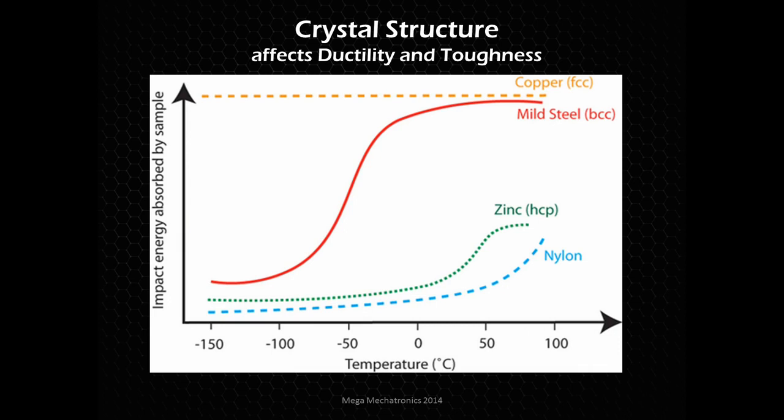fractured in that way. And looking at the chart again, as we touched on before, you see the copper is face-centered cubic. It's not affected by temperature. And this is related to that crystal structure. And you see the mild steel is highly affected. It does have the ductile-brittle transition.